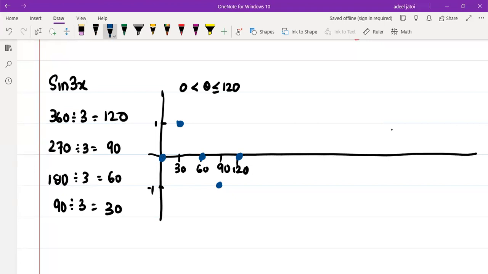Because 360 वाला point divide by 3 becomes what? 270 वाला point divide by 3 becomes what? 180 divide by 3 becomes what? And 120, 90 divided by 3 becomes what? 30. So this becomes your first cycle.